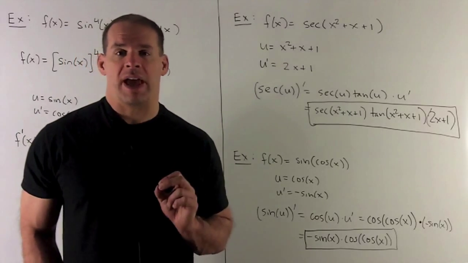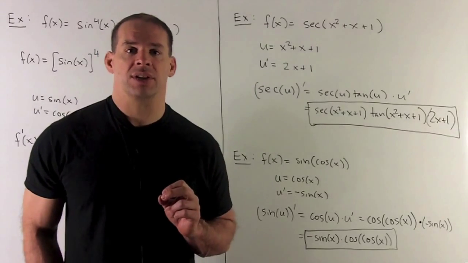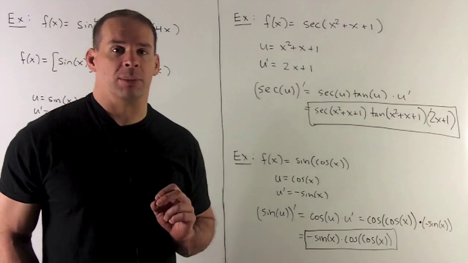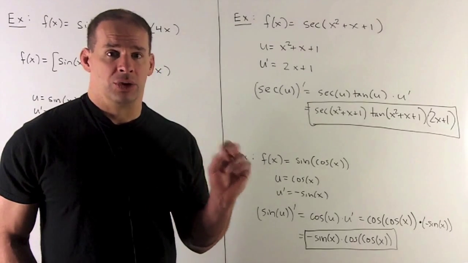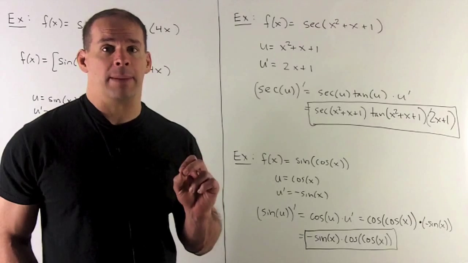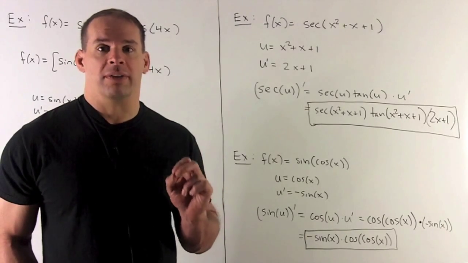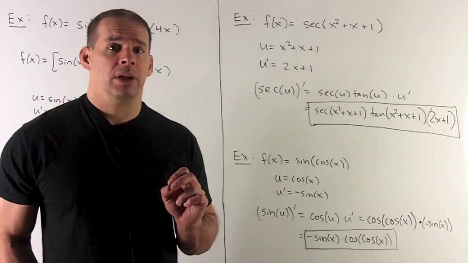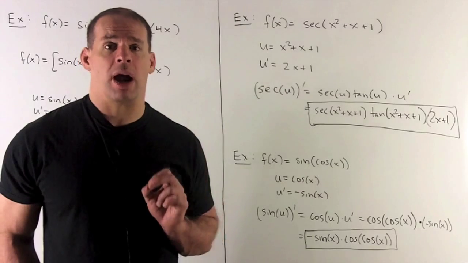Finally, let's take a look at f of x equal to sine of cosine of x. Our inside here is going to be u equal to cosine x. U prime is going to be equal to the derivative of that, so it'll be minus sine x. So what are we going to do? We're looking at the derivative of sine of u. The derivative of sine is cosine, so I'll have cosine of u times u prime.